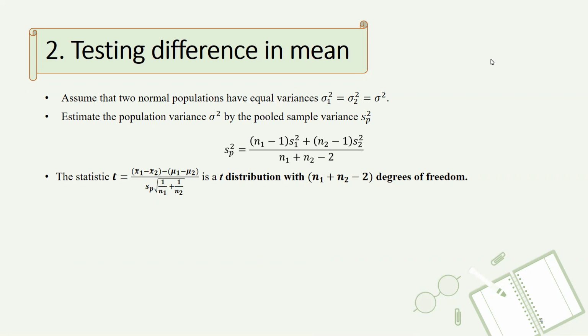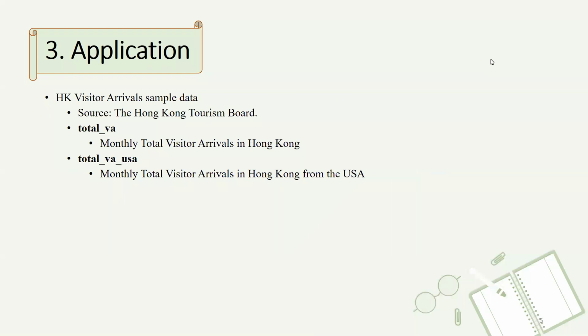So let's move on to some application using Stata. Again, we're going to use the Hong Kong visitor arrivals sample data, which is an open data source provided by the Hong Kong Tourism Board. If you're interested in how we get data, please refer to the first e-learning video on descriptive statistics.